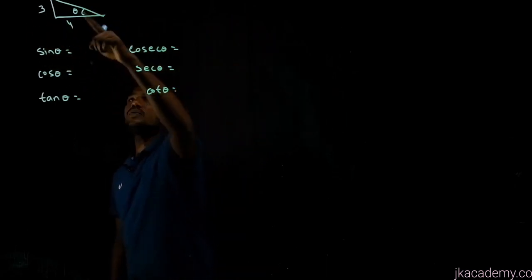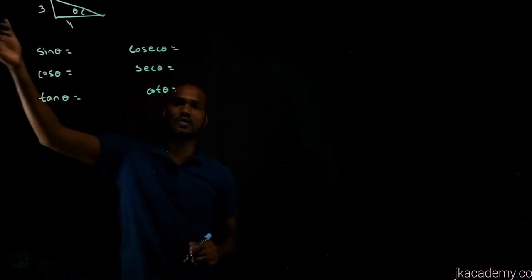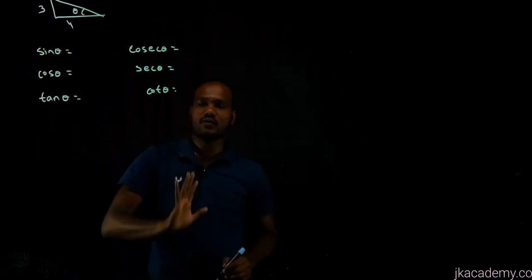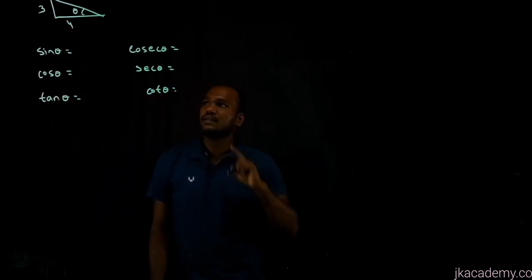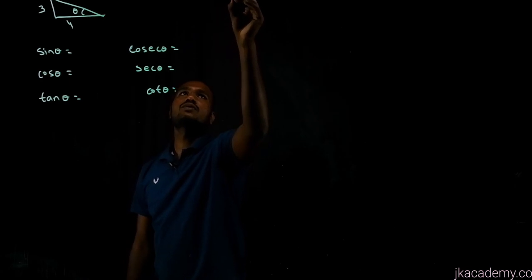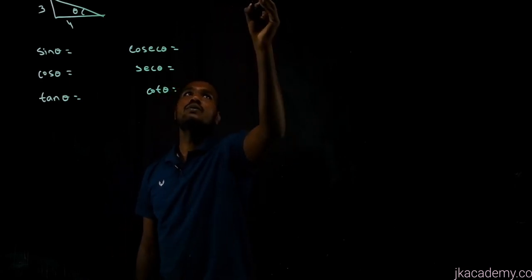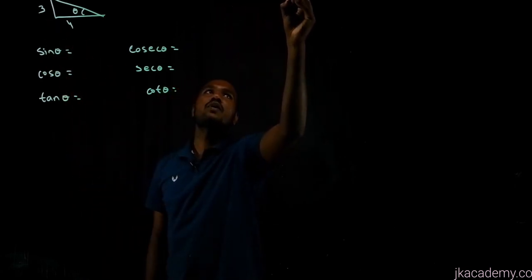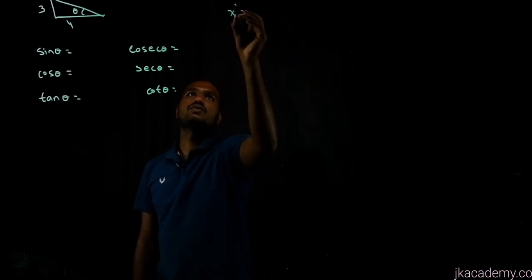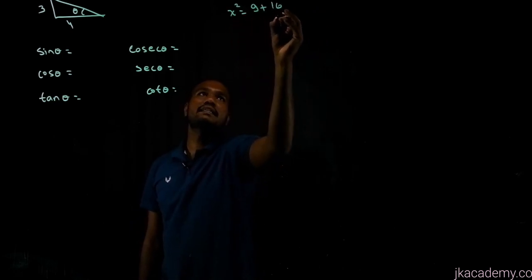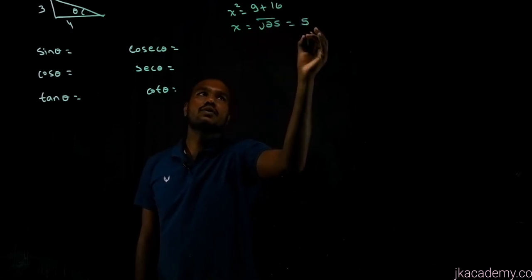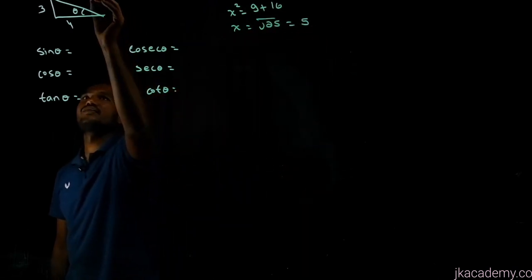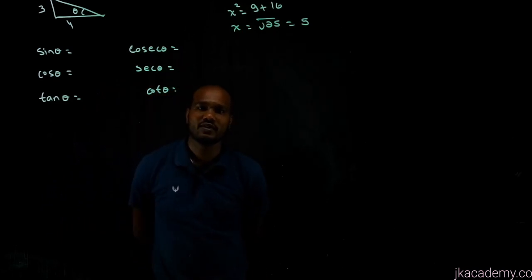See, if we know the value of x, we can easily solve because we know how to write all the ratios. But x is unknown. How to find x? See here, it is very simple. So x square, that is the opposite square, equals smaller square plus smaller square. So x square equals 9 plus 16. So x is equal to root 25 and that is equal to 5. I know the x value as 5. Yes or no?